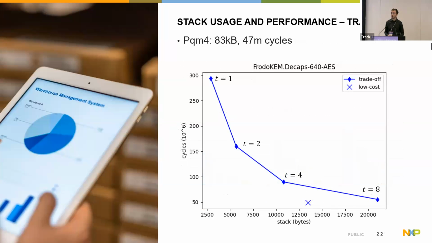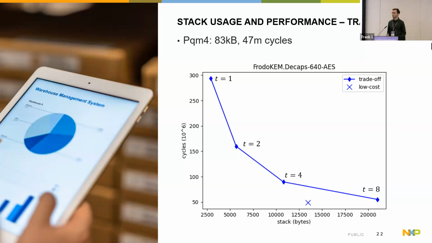Now for our second version, the trade-off implementation, it's of course most interesting to see the actual trade-offs. So here on the x-axis, you see the number of bytes or the memory usage, and on the y-axis, you see the cycle count in millions. I've plotted the trade-off implementation, so you see the 4 trade-off points, TS1, TS2, 4, or 8. And I've also included the results from this low-cost implementation.